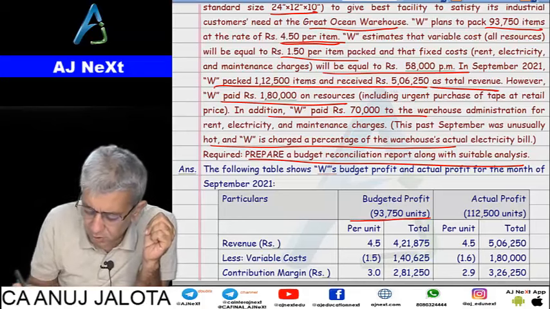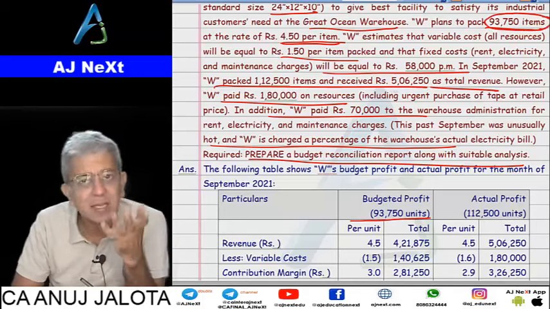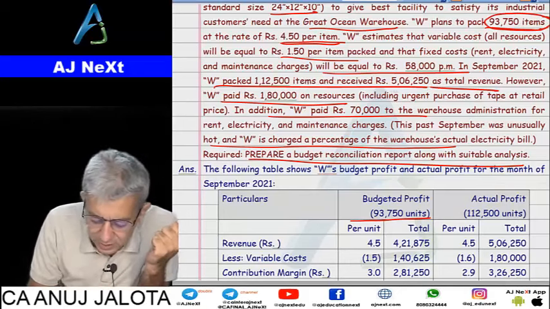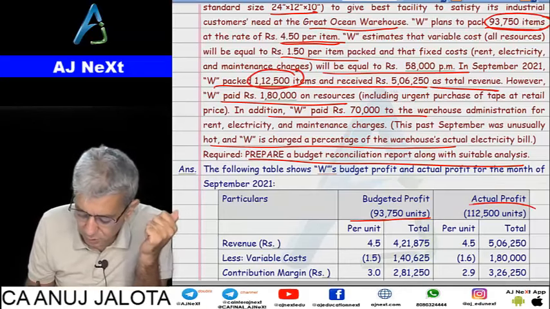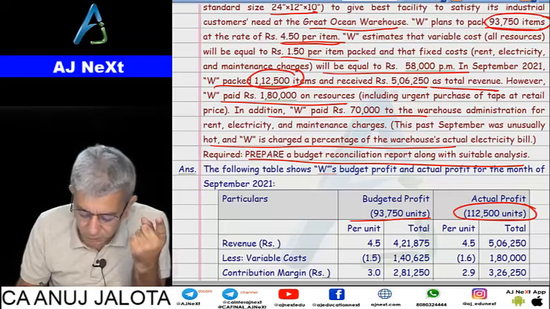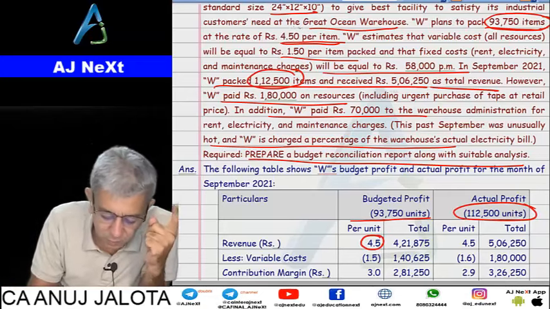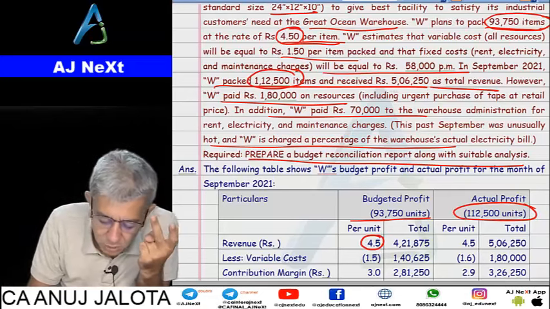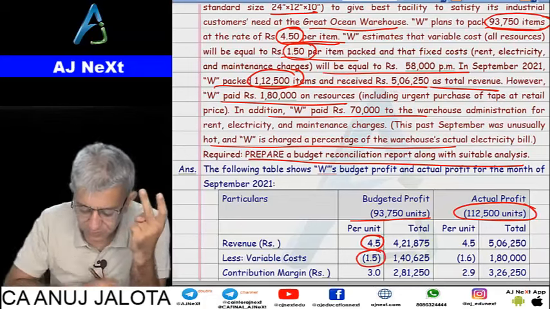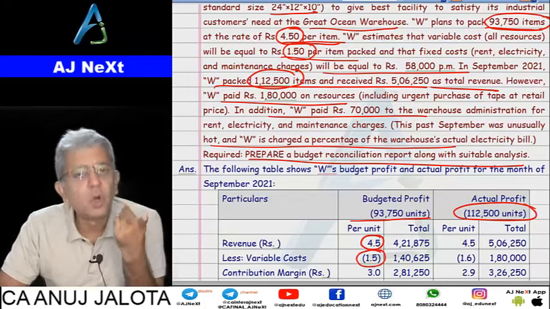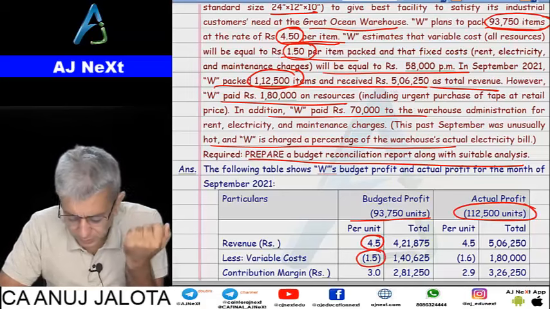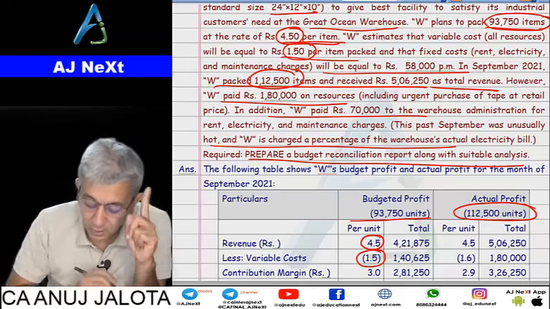Budgeted. We all thought we are going to be selling or packing these many items. We have actually done these many items. Per unit, we should be charging 4.5. This 4.5 is over here. Our variable cost should have been 1.5. That 1.5 is over here. So contribution that we should be getting is 3 rupees. Now, in reality, one other thing also.